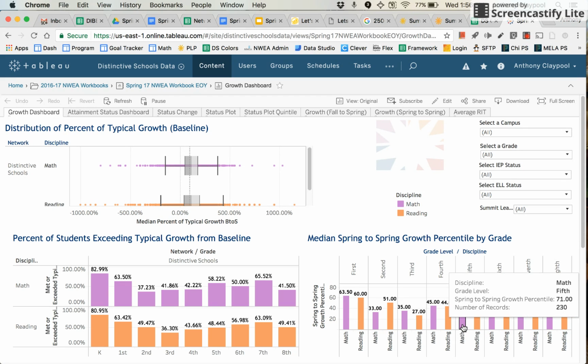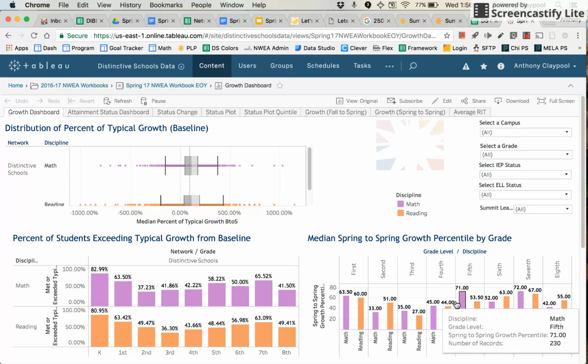That's crazy. It's amazing. It means half of the 230 students in this group did better than the 71st percentile in math. I really hope they can carry that into substantial learning in sixth grade. We always see a dip fifth to sixth. That would be really impressive if we could see that.